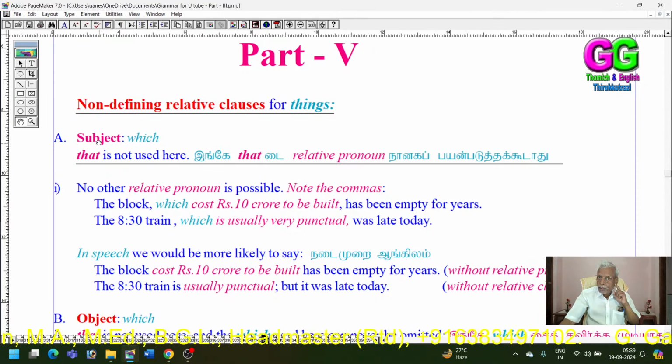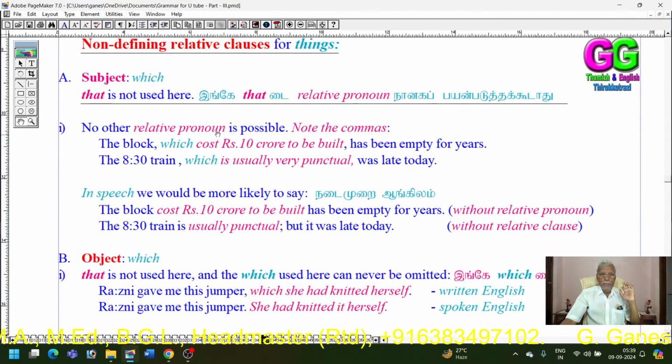Subject. In non-defining relative clauses for things and animals, the subject used is which. That is not used here. Here we should use only which as subject, and on no account should we use that. No other relative pronoun is possible. And also, as we did for persons, here also for things and animals we use commas before and after the non-defining relative clause.